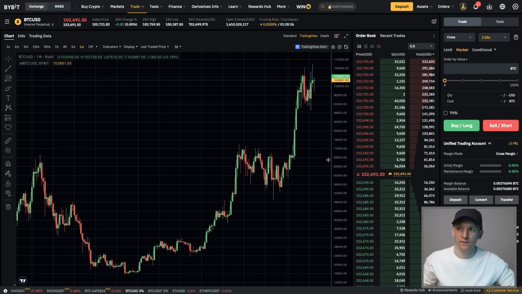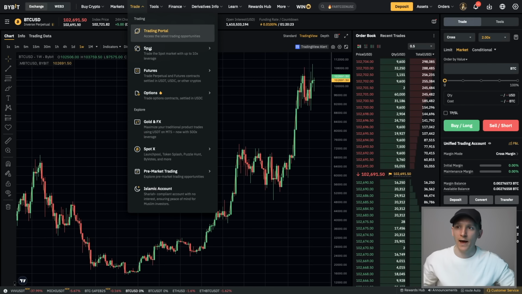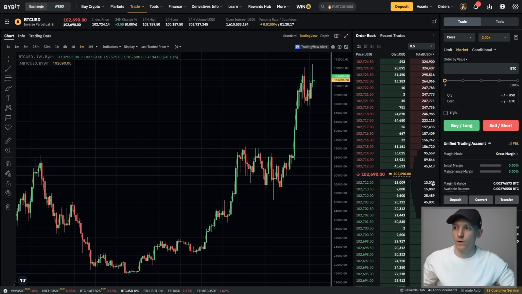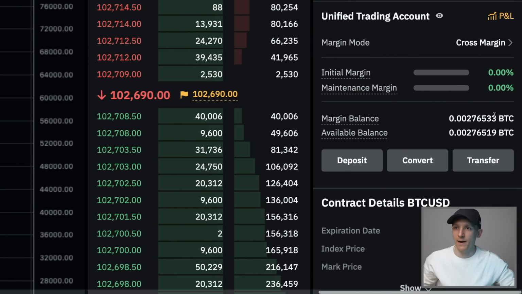Now I'll show you trading inverse contracts or coin margin contracts. So you come up to trade and you go down to futures. And on Bybit, it's inverse. Some other exchanges, it may be known as coin margin. You can see that now my margin balance is in Bitcoin, not in USDT.